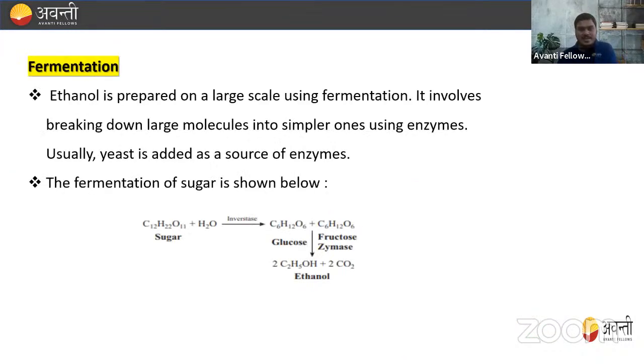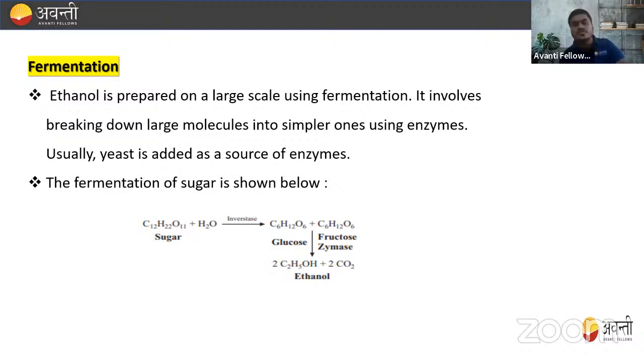Now, the last method, and one of the important methods, is fermentation. Ethanol is prepared on a large scale using fermentation. It involves breaking down a large molecule into a simpler one using an enzyme. For the large-scale industrial preparation, we use this method. Usually yeast is added as a source of enzyme.